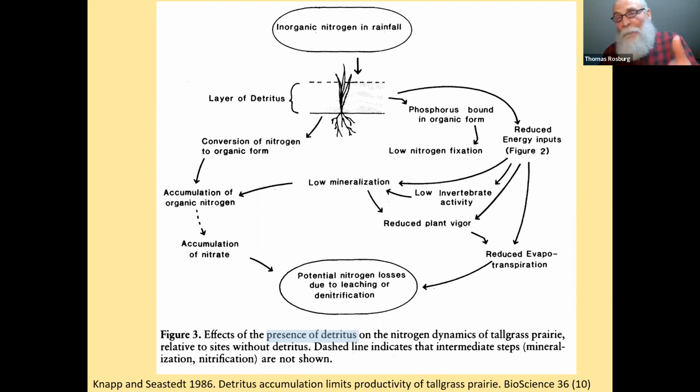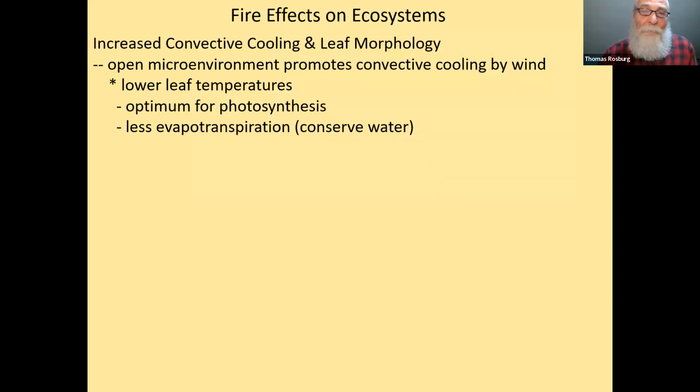It talks about all of this stuff, and it puts it into the context, though, of how litter, and so you see this layer of detritus here, layer of litter, how that limits the productivity of tallgrass prairie. So if you burn that away, then you're taking that limitation away and you get a lot more growth, which has been seen many, many times.